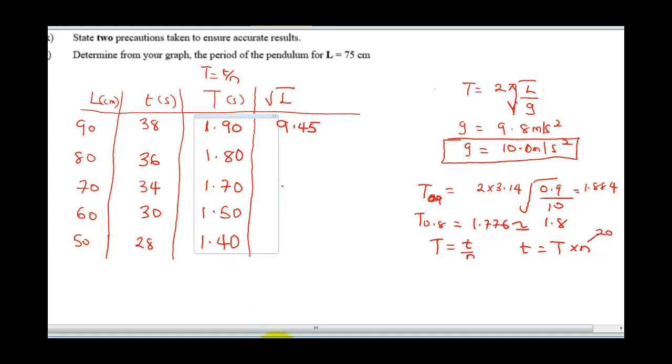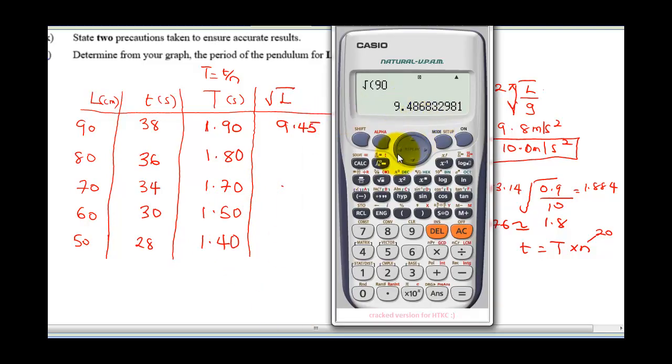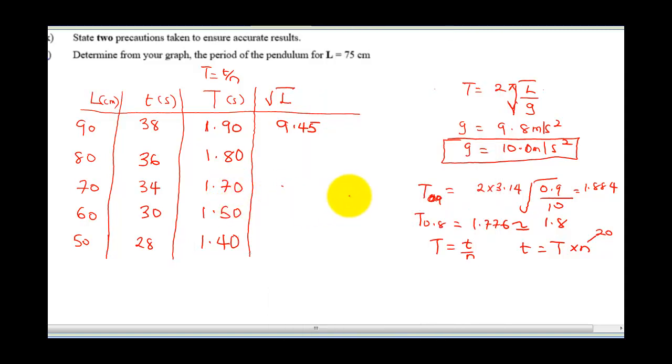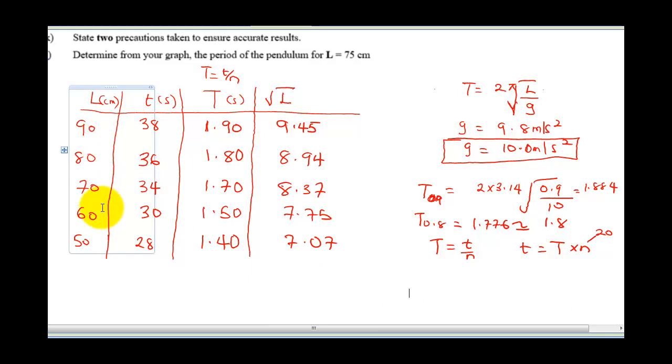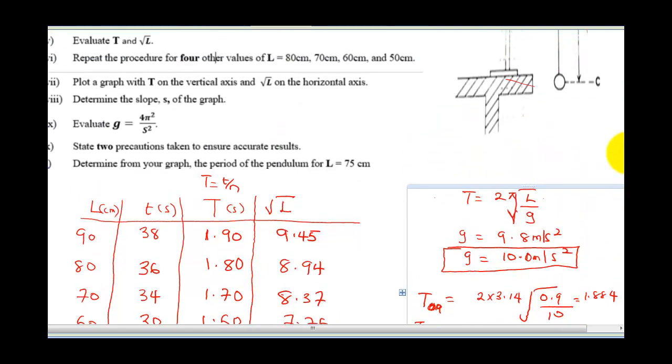Okay, so the next one will be square root of 80. That will give us 8.94. Okay. So the next one will be square root of 70. At this point, we finish evaluating all our square root of L, and these are our values. So if you check the question, we've gotten everything, all our table of values. We've repeated our experiment for the other values.